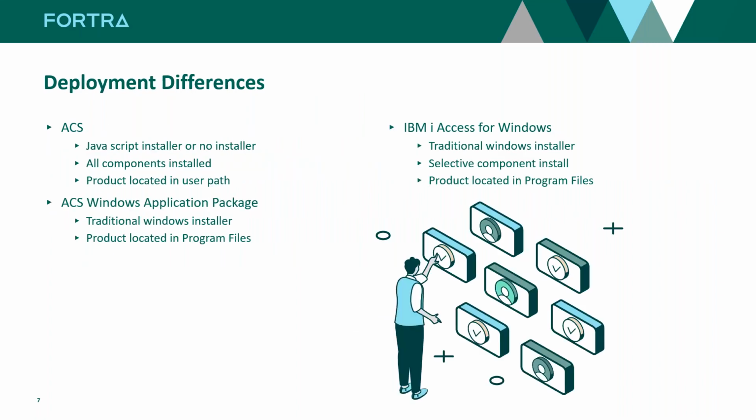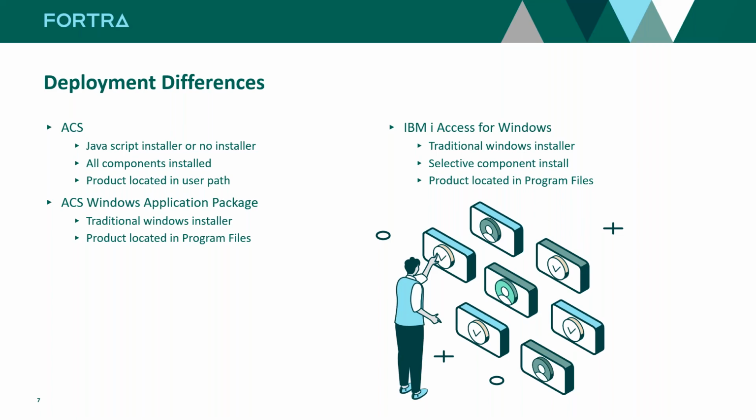Yeah, so talking about those deployment differences, what have you really found is the most significant? So for ACS, of course, the traditional Windows installer for Access for Windows, and there's a selective component install. So in other words, if I didn't want some pieces of the client to be installed, I could just not select those. And of course, the program is located in the program files directory, which a lot of organizations control what can be introduced or removed from the program files directory.